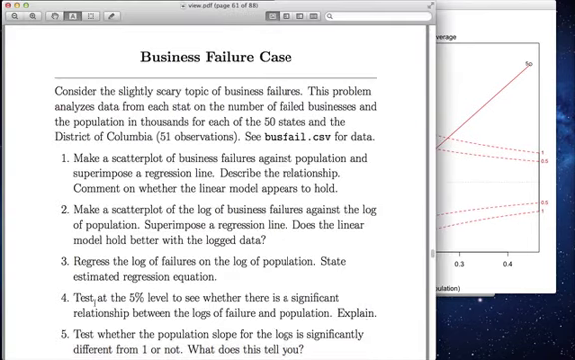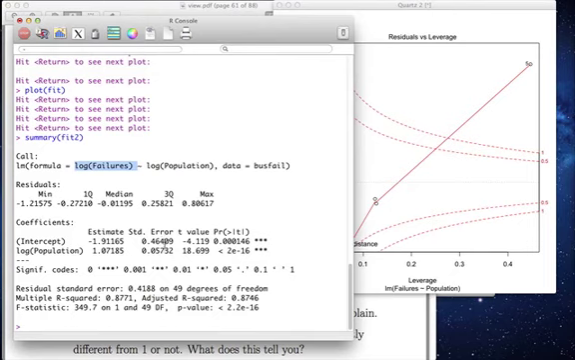Test at the 5% level to see whether there's a significant relationship between the log of failures and population. There's a couple ways that we can do this. Either the overall test of significance is one way, or we get the exact same p-value if we use the slope for log population. In either case, that slope has a p-value that is tiny, or the overall regression has the exact same p-value, which is 10 to the minus 16th. So we'd reject the null hypothesis that the coefficient is 0, meaning that there would be no relationship.